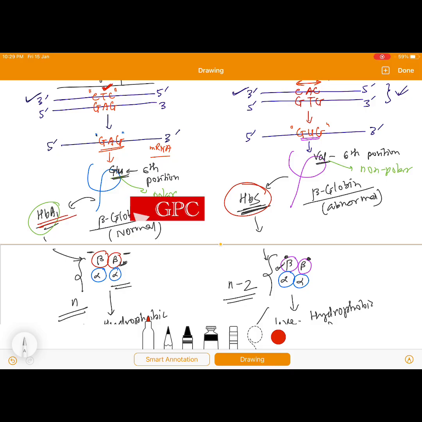Okay, so the rest of the types of mutation we will discuss in our next class.